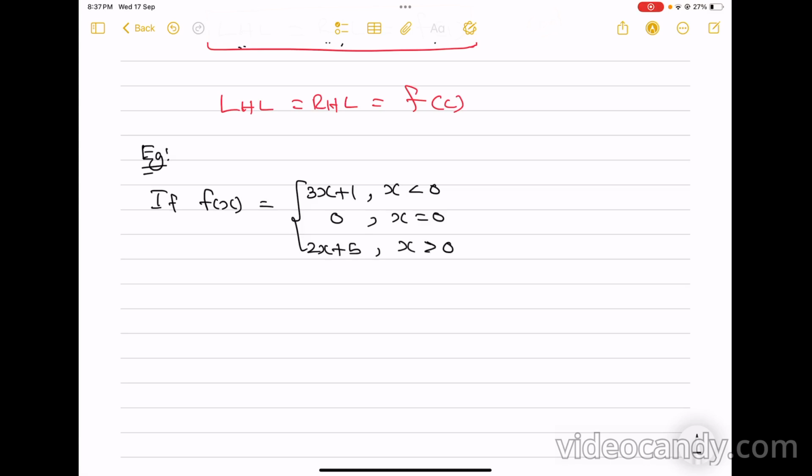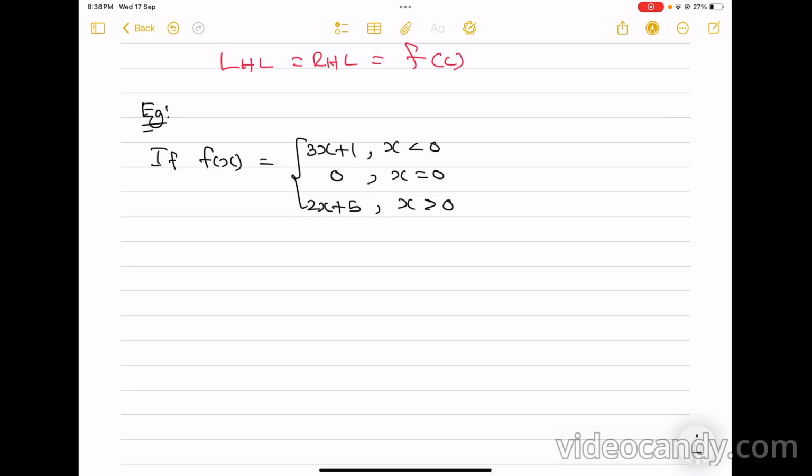So basically in CBSE we are not using only the graphical approach, we are doing it as per the formula, right? Graphical approach also I will tell you. Now here you see, they are talking about the particular point 0 only. So this is a function.